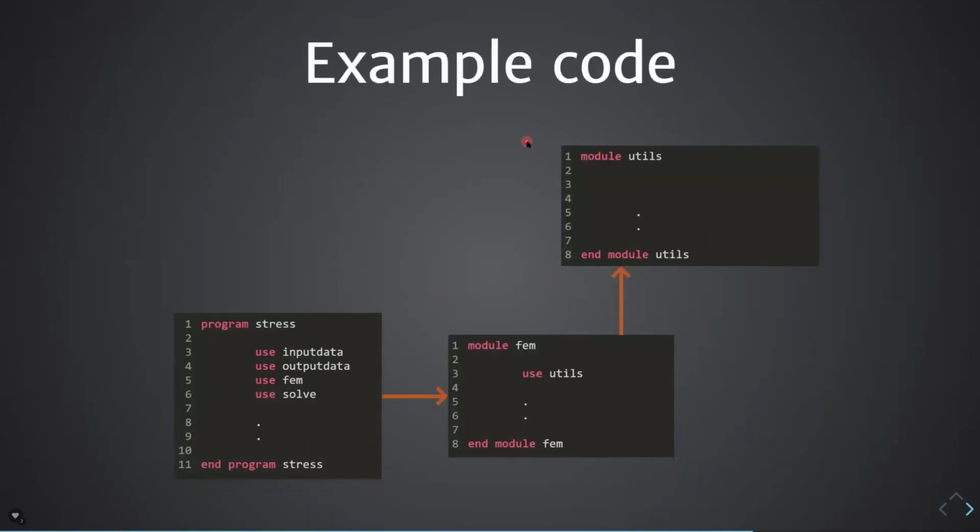So here is an example of the actual code structuring. In my main program, I have use input data, output data, FEM, and solve. So this is the main driver of my program. And then I have my module 5. It uses the utils module here, so it will point to this utils module as well. In this way, it's quite good to structure your code, and then the main program becomes smaller and easy to grasp and understand. And it's also easy to maintain the different modules. You can have several authors of your modules that work independently from each other in different modules.